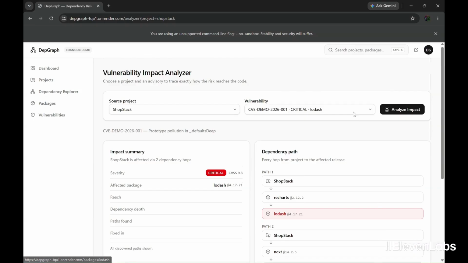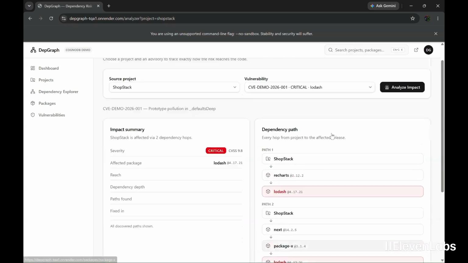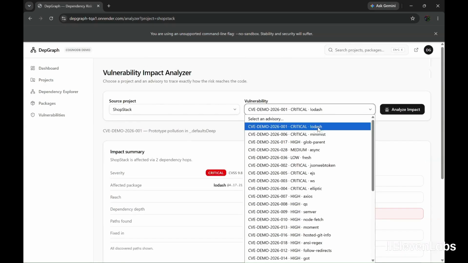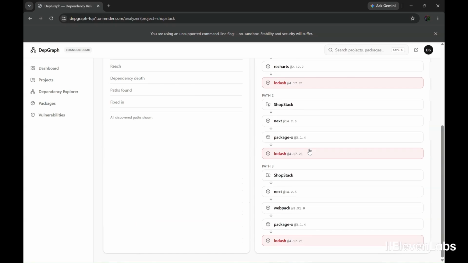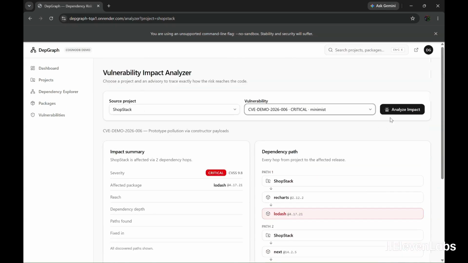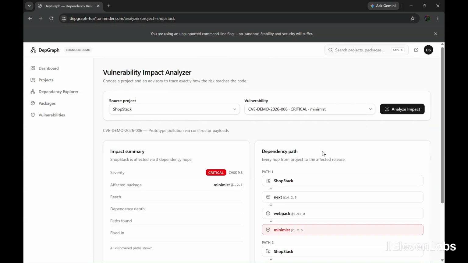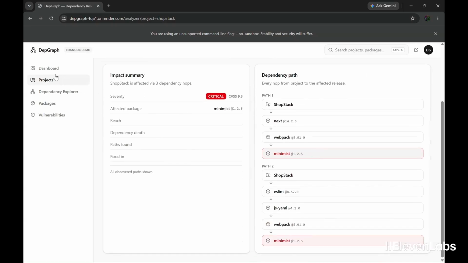Here we can see the complete multi-hop dependency path. The vulnerable package doesn't necessarily have to be installed directly by the project. It can be introduced through several layers of transitive dependencies. DepGraph traces these relationships hop by hop, showing exactly how the project reaches the affected package. This is where a graph database becomes particularly useful because the number of dependency hops isn't fixed.